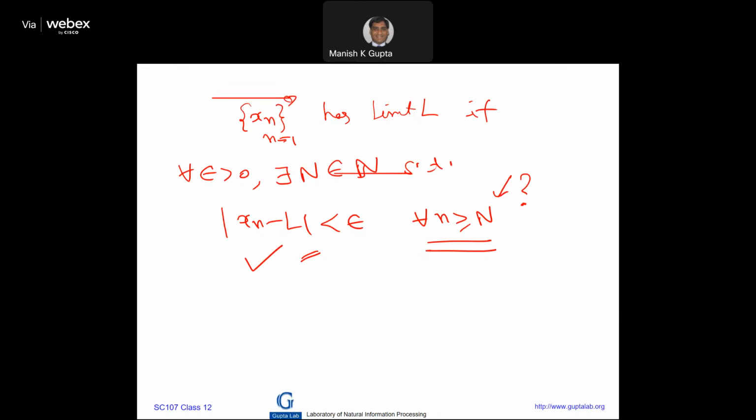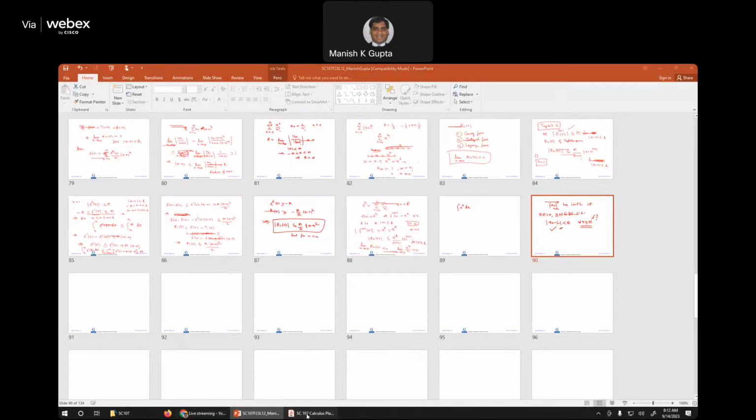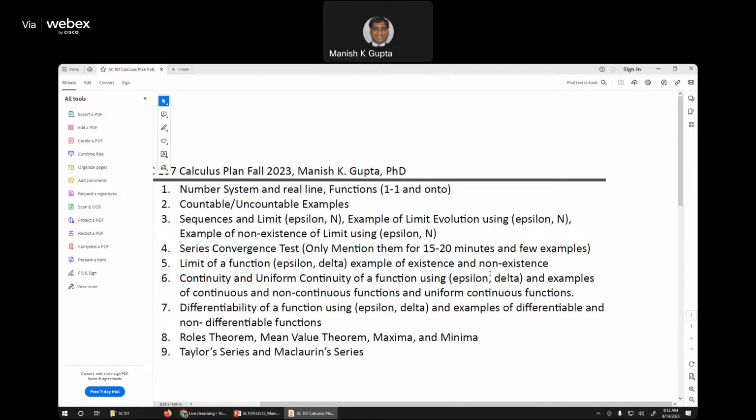If I have to show that the limit exists, it should hold for every positive epsilon. If I have to show that the limit does not exist, you have to show that there exists an epsilon for which there is a problem in the inequality. Any question? These two things are very, very clear, right? Okay, fine. Then we go to the next one. So we have done number 3, crystal clear?